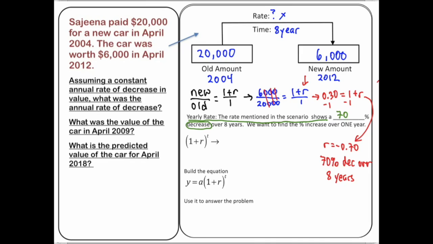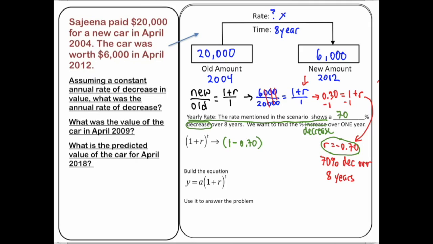Okay, so we want to find the percent decrease over 1 year. The word "increase" there is a typo. So to do so, let's take a look. I get 1. Now, right here, the rate is going to be negative, so we have to put a negative 0.70. And over 8 years, we want to find 1 year.